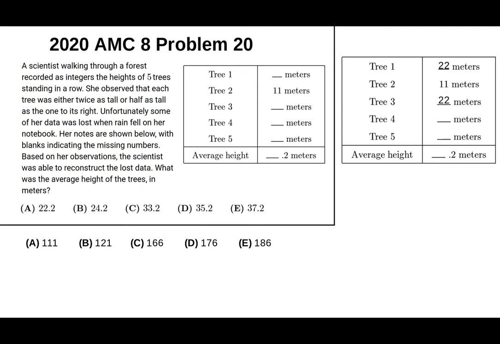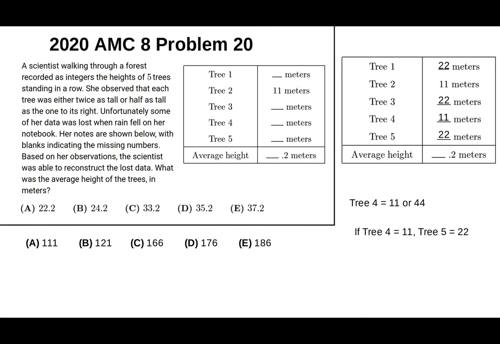Now, tree 4 can be two options, 11 or 44. Let's first try with 11. Let's say tree 4 is 11. So now tree 5 has to be 22, because it can't be 5.5 for the same reason. Has to be 22. So now tree 5 is 22.